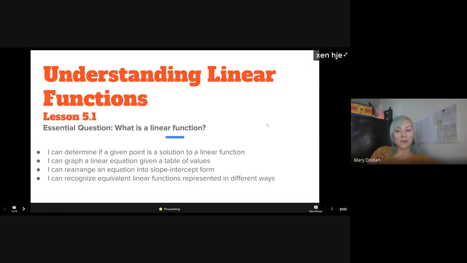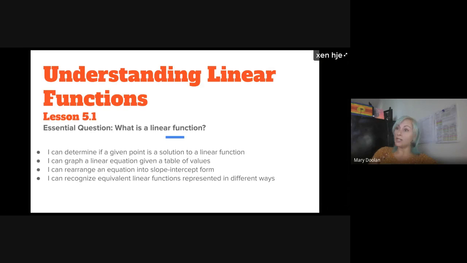Today's lesson is from 5.1. It's understanding linear functions, and your EQ is: what is a linear function? So after this lesson, we're going to be covering these 4 I can statements, and hopefully these are the things that you'll be able to do or be close to being able to do.